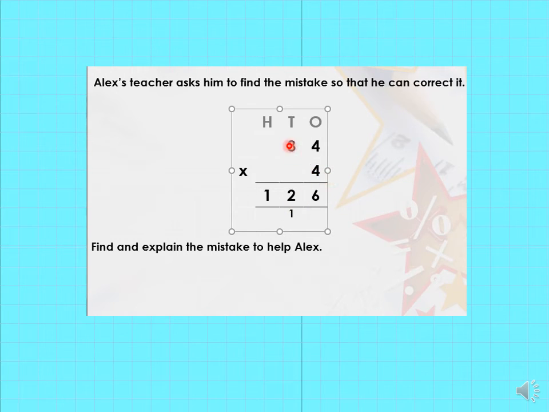4 times 3, which is 12. That is correct. But what has he forgot to do? He has forgotten this 10 down here. He's forgotten to add that on. So the answer should be 136, not 126. He's forgotten to add this 10 down here.